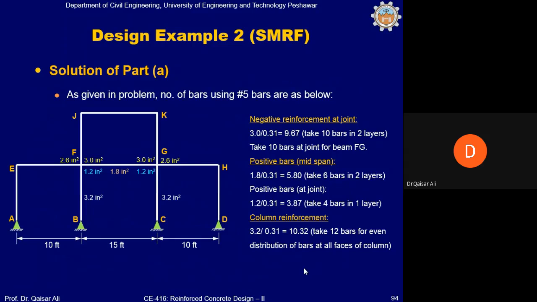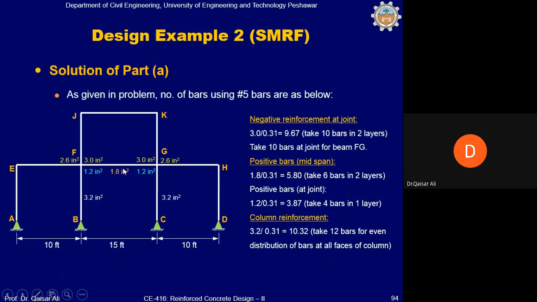Now to calculate the number of bars. Negative reinforcement at joint: we have 3 square inch reinforcement, so 3 divided by 0.31 is equal to 9.67. We will round this up and take 10 bars at joint for beam FG, in 2 layers, 5 plus 5 bars. Positive bars at mid span: 1.8 square inch, 1.8 divided by 0.31 is 5.8 bars. We will use 6 bars in 2 layers, 4 plus 2 bars.